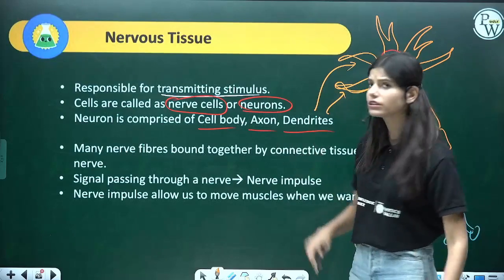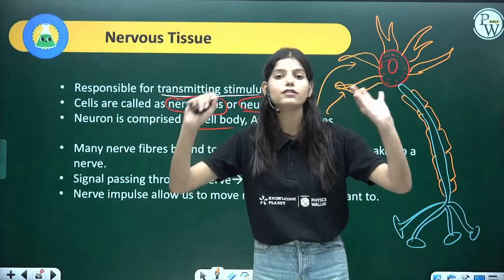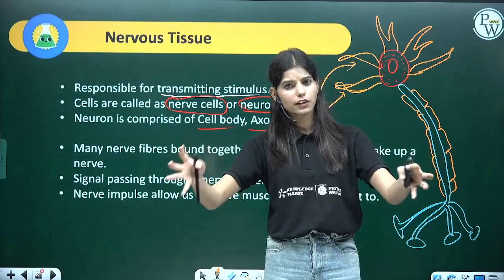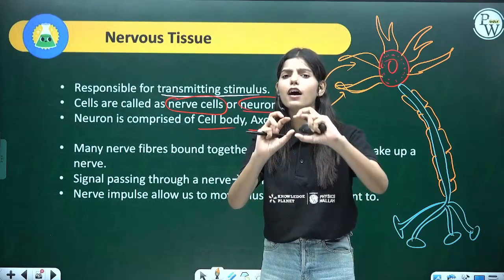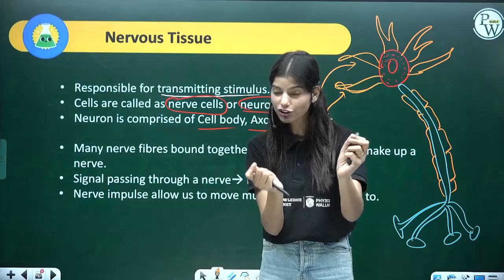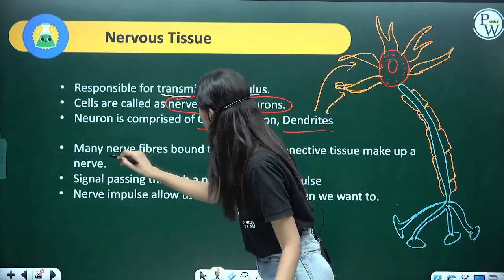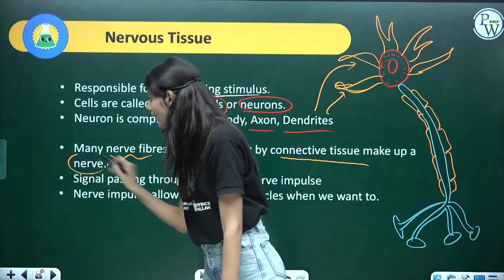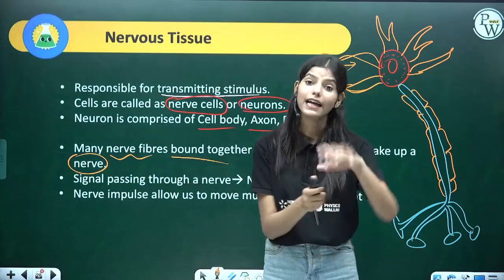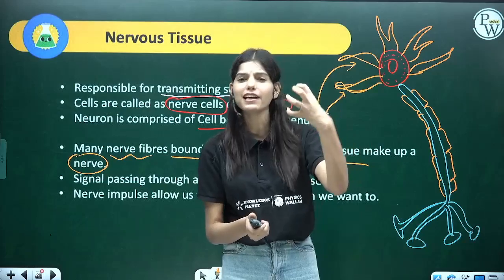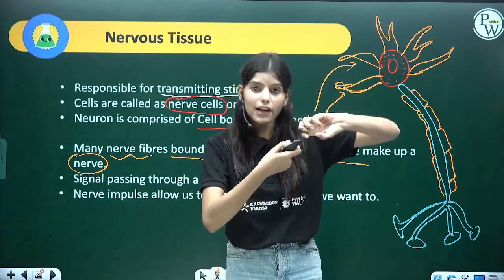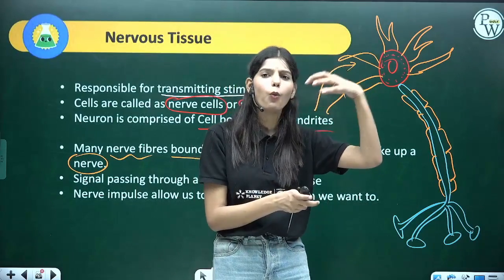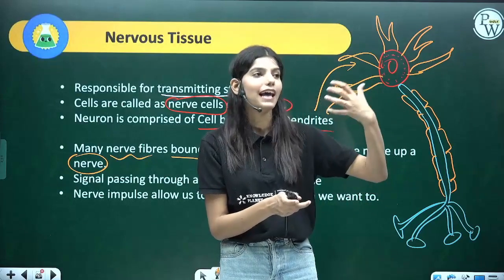Also guys, if you talk about the nerve, I told you that nerve cells and nerve are different. A nerve cell is a single unit which makes the nervous tissue. But do you know, many nerve cells join together and make an electrical wire-like structure which is called a nerve. So many nerve fibers bound together by connective tissue make up a nerve. Just like at our home we have electrical wires, and inside the electrical wires there are a lot of metallic fibers, right? These metallic fibers are connected together to make the wire, and these wires are transporting the electrical signals from one part to another.